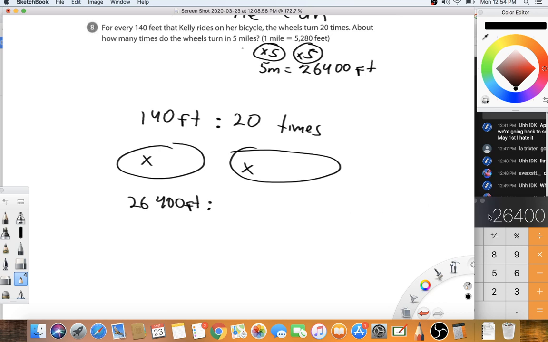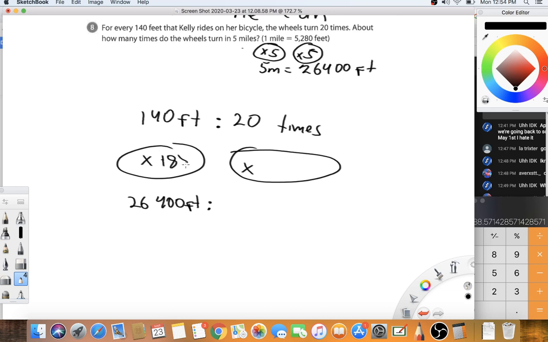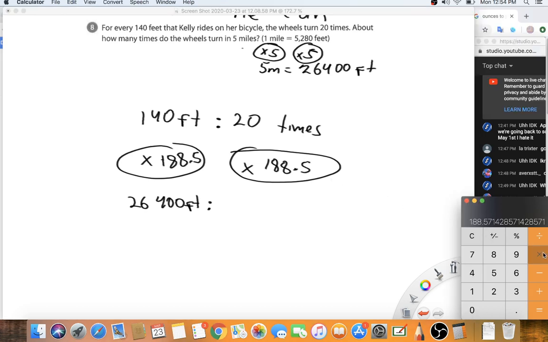I can't do this in my head, so I'm going to do it backwards. 26,400 divided by 140. Oh, really? Let's try it again. 26,400 divided by 140. Well, this question is asking about how many times, so I guess we don't have to use the exact number. We'll just use 188.5. We'll use that part at least. So that means that we need to multiply this side by the same thing. So we're going to multiply this by 20.